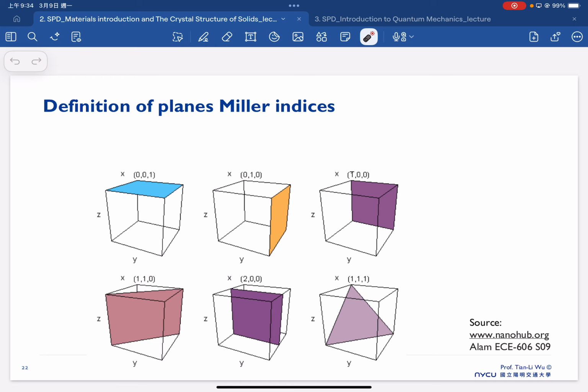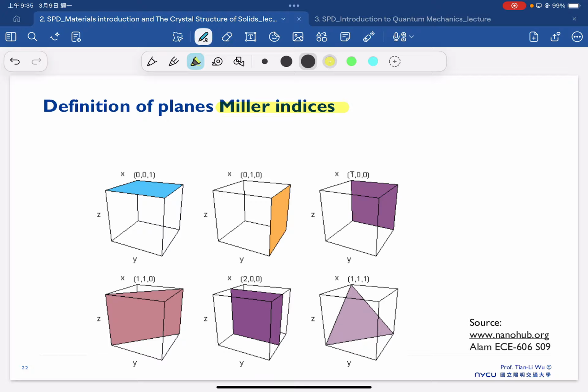Today we will start to talk about how we can have a proper definition for one particular plane that we are interested in. For example, this is a typical crystal structure, but how do we define a name for this particular plane? How do we have a certain definition for this plane? We can use a specific way to name these planes, which we call the Miller index.